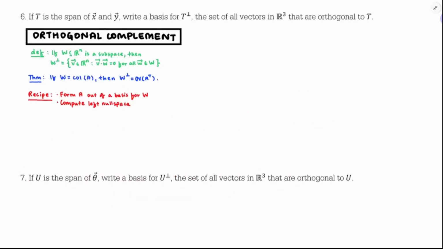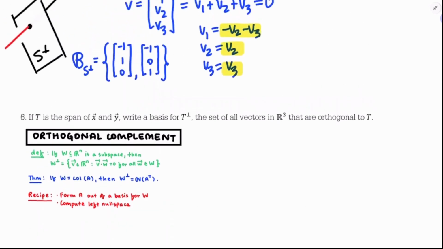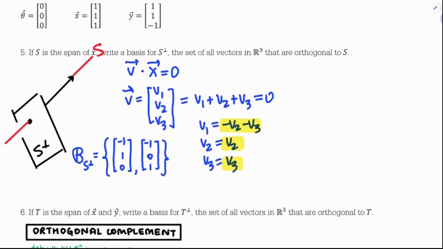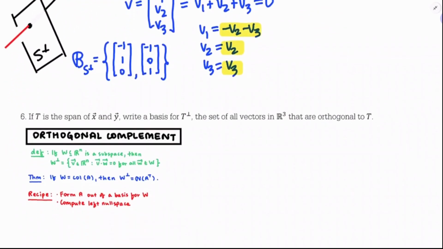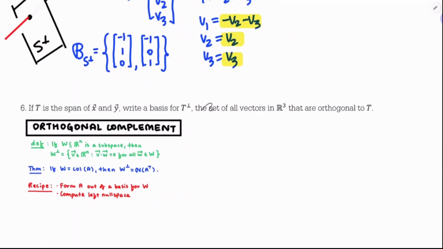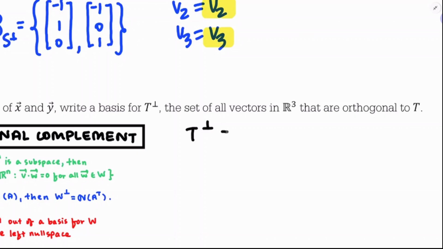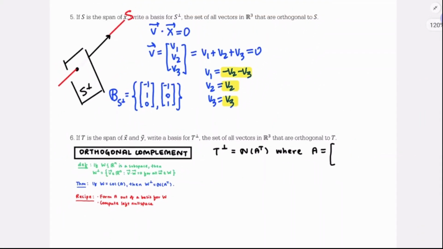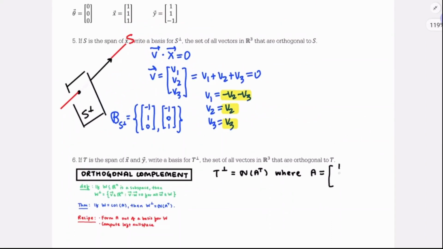All right, so T is the span of X and Y. So X and Y are probably going to form a basis for T, provided that they're not dependent, and they're not. Okay, they're independent, so they're going to form a basis. That means that if I want T perp, I'm going to need a thicker pen. T perp is going to be the null space of A transpose, where A has columns given by X and Y. And I'm going to copy that in. Okay, I knew X was 1, 1, 1, and Y is 1, 1, negative 1.